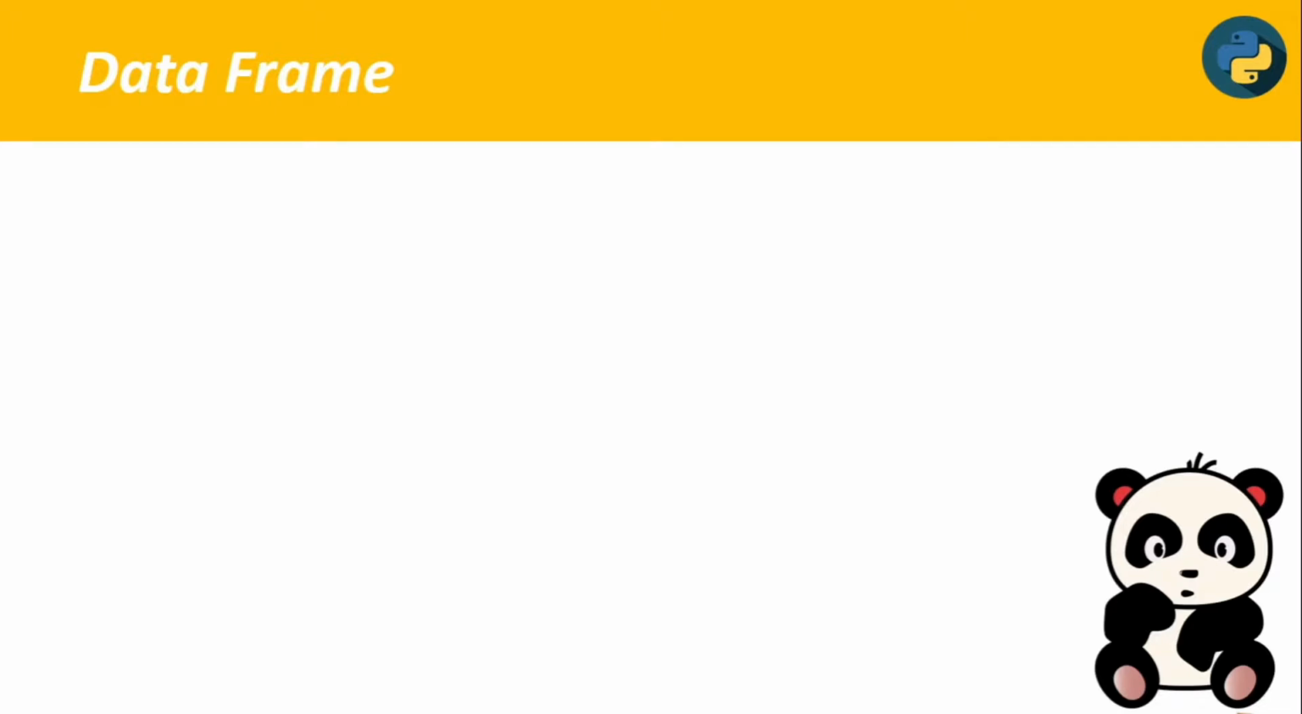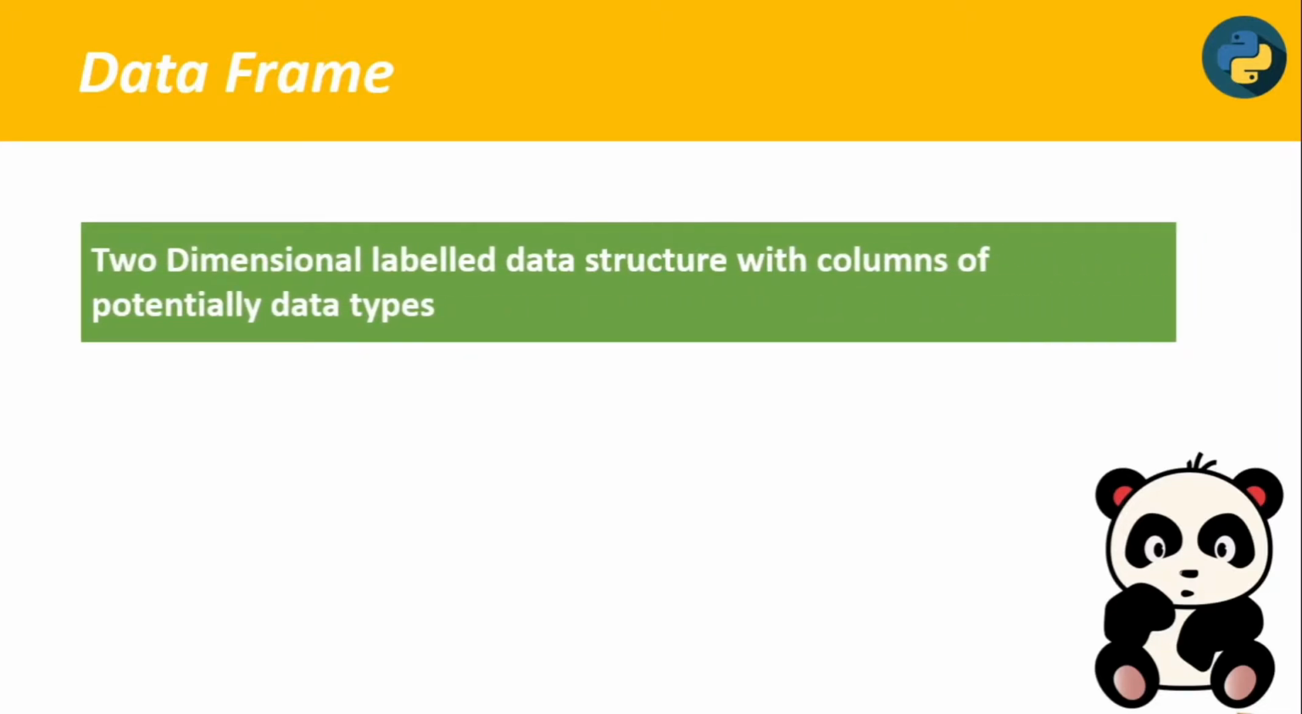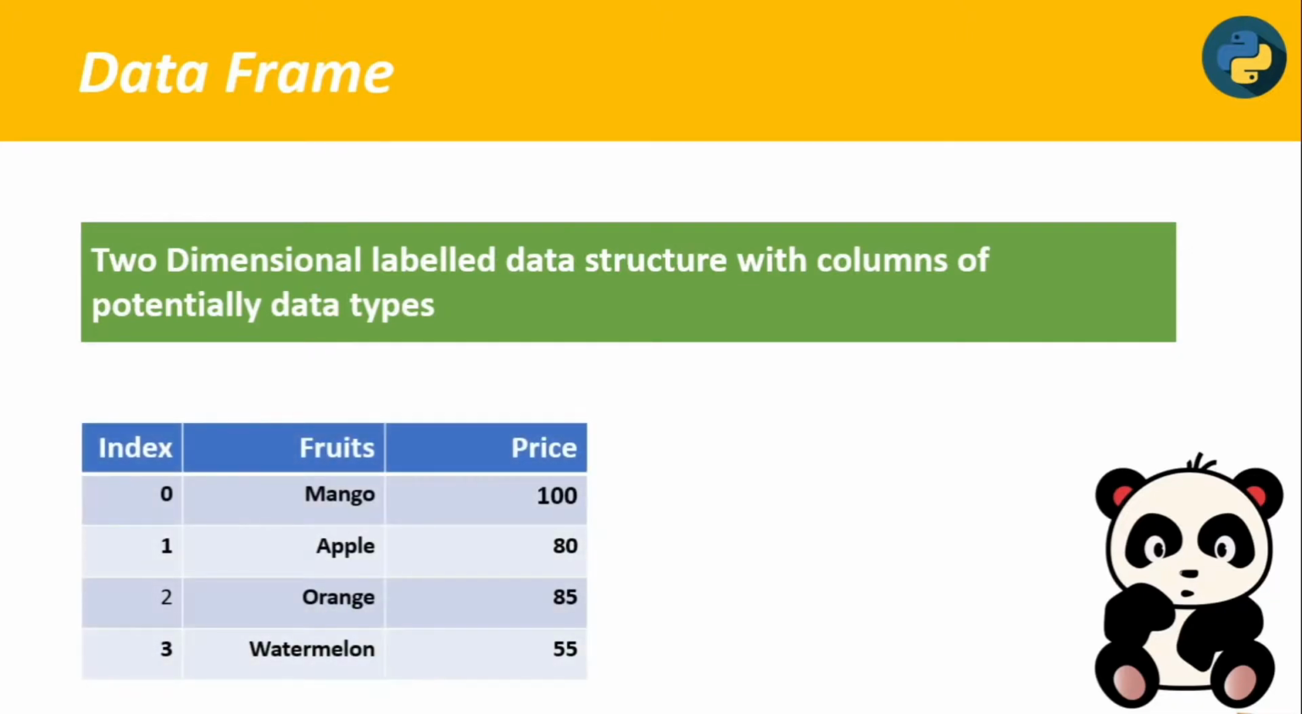Next, data frame. A data frame is a two-dimensional labeled data structure with columns which contain data of different types. In this example, you can see we have three columns, and the three columns have different data types. The first index is given by default by the Pandas library, and fruits and price are defined by us. In the fruits column the data is a string type and the price is an integer type.